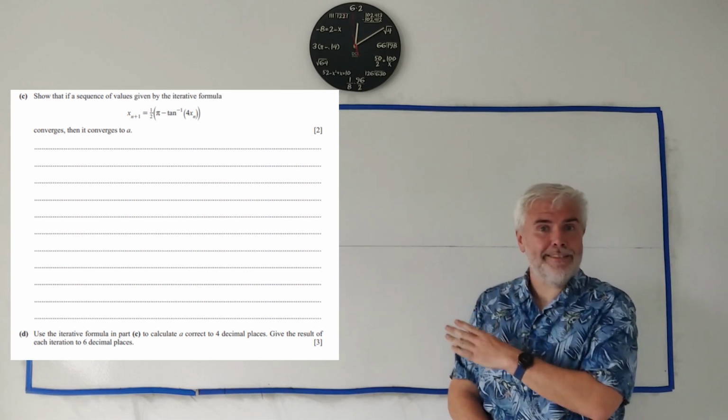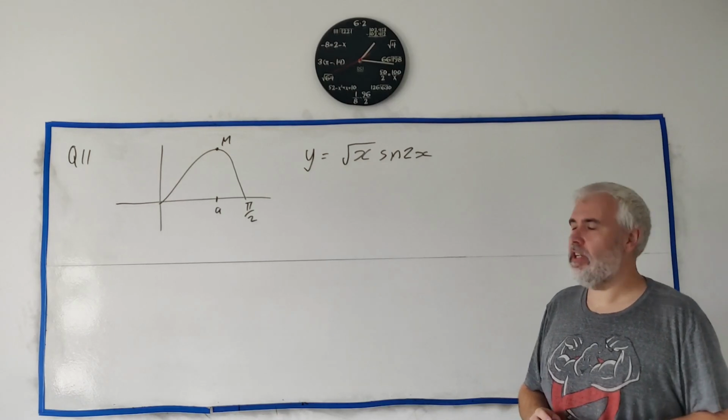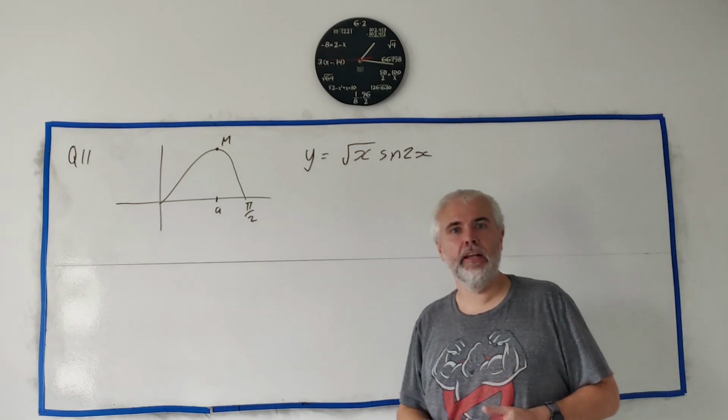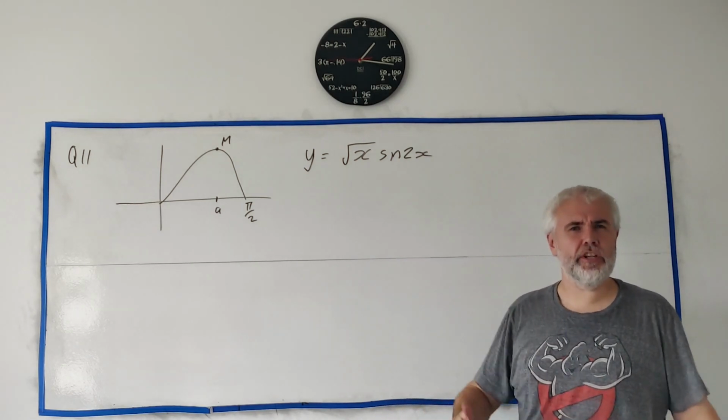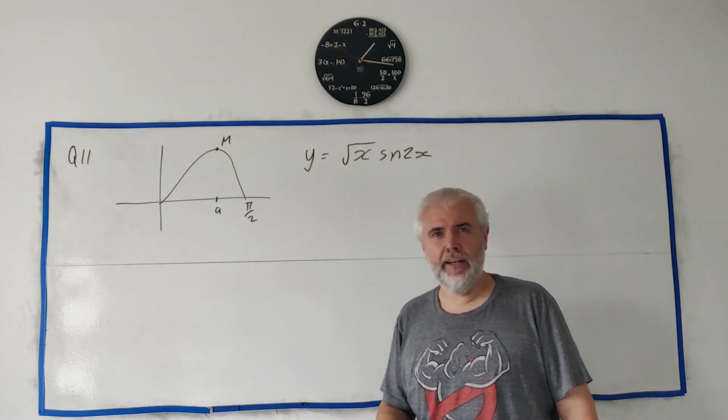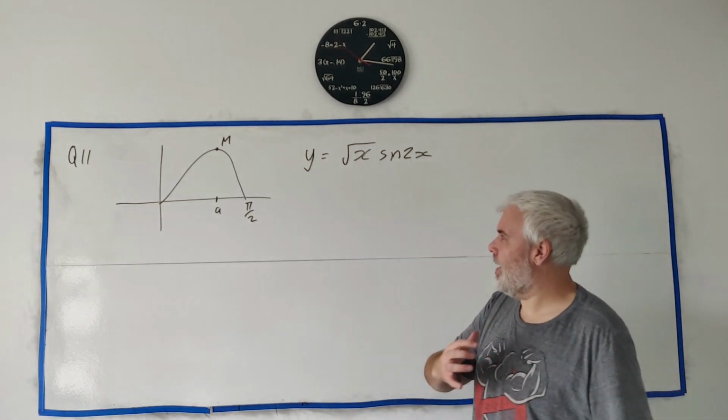Okay, let's get into the maths. In question 11, they give us this formula and this graph here, and they want you to show something. Show that tan of 2a is equal to minus 4a when x equals a.